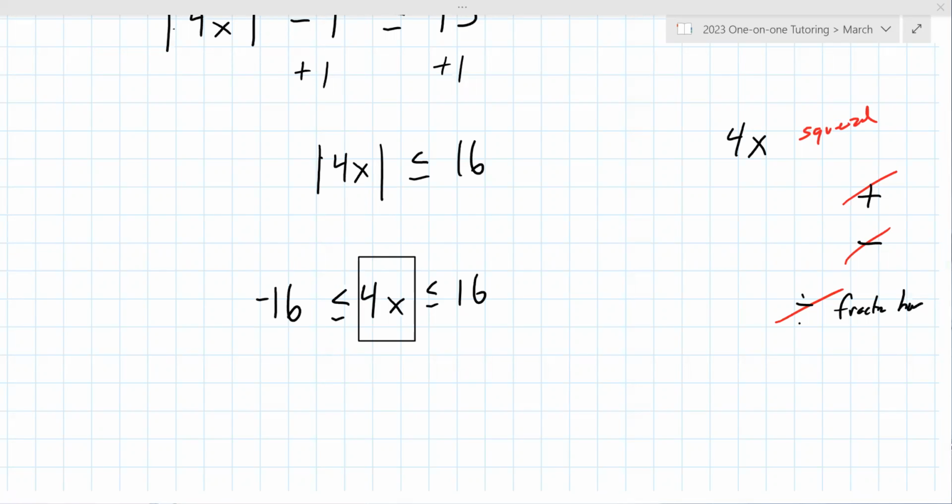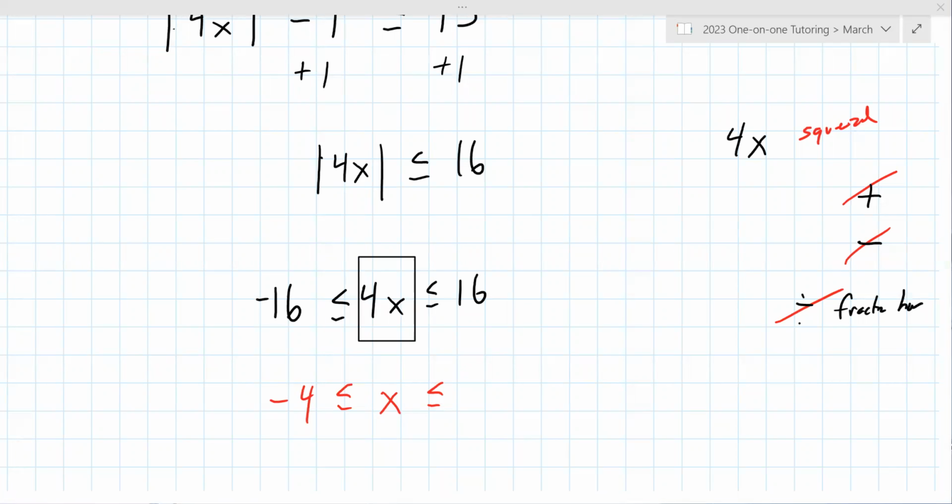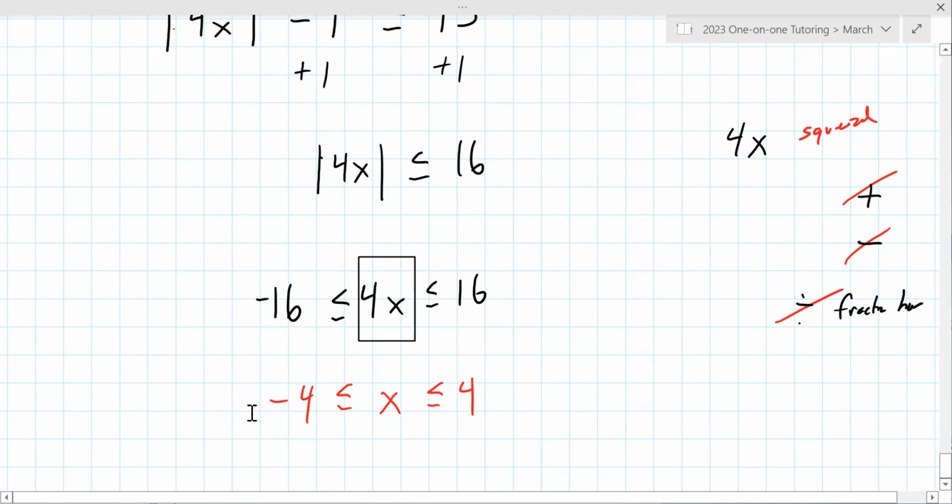So would you divide all sides by 4? Yes. So would it be -4 is less than or equal to x, or x is greater than or equal to 4? Yeah, or we would say x is between -4 and 4.